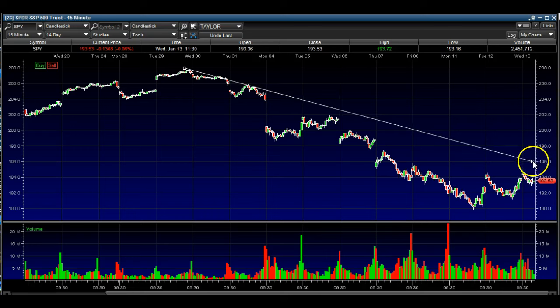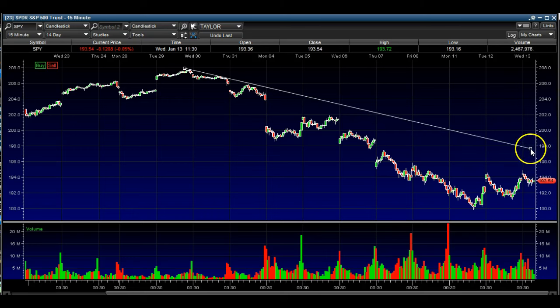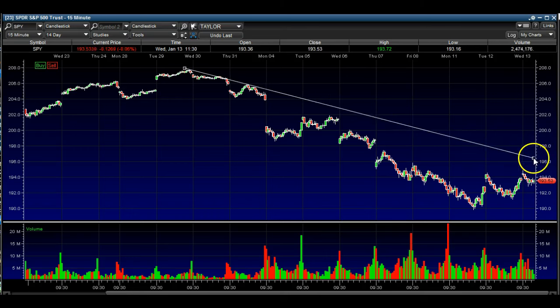And that's going to touch right around 196. Just above 196 is where the S&P 500 is going to meet that downtrend line. So as you can see, each downtrend line has gotten rejected and then consolidated and then eventually broken over.